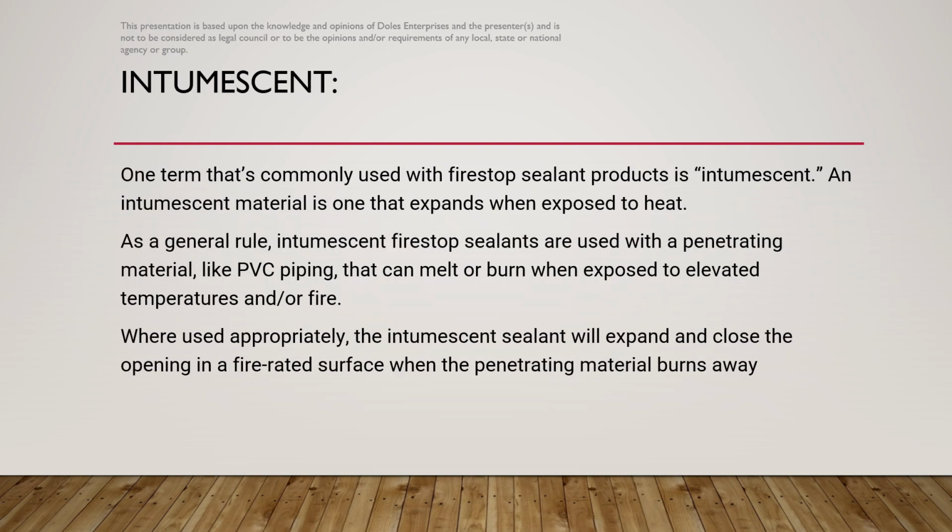One term that's commonly used with fire stop sealant products is intumescent. An intumescent material is one that expands when exposed to heat. As a good example, let's talk about PVC piping penetrating a rated wall. We have a sleeve or some kind of collar that has an intumescent material. The PVC melts away during a fire event. When it melts away, the intumescent fire stop swells, closes the opening, and creates an effective barrier.